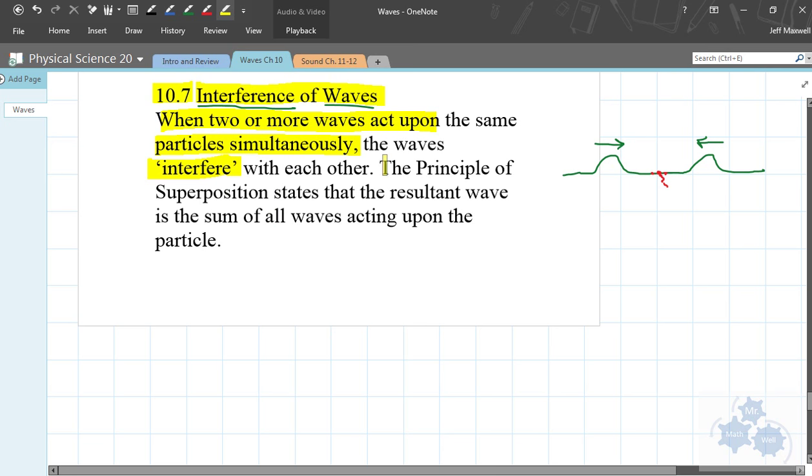There's a principle called the principle of superposition, and that's the predictability that I'm talking about. And it states, and you would have seen this yesterday in your Slinky activity as well, that the resulting wave, or the resultant wave, is the sum of all waves acting upon the particle. The sum of all waves.